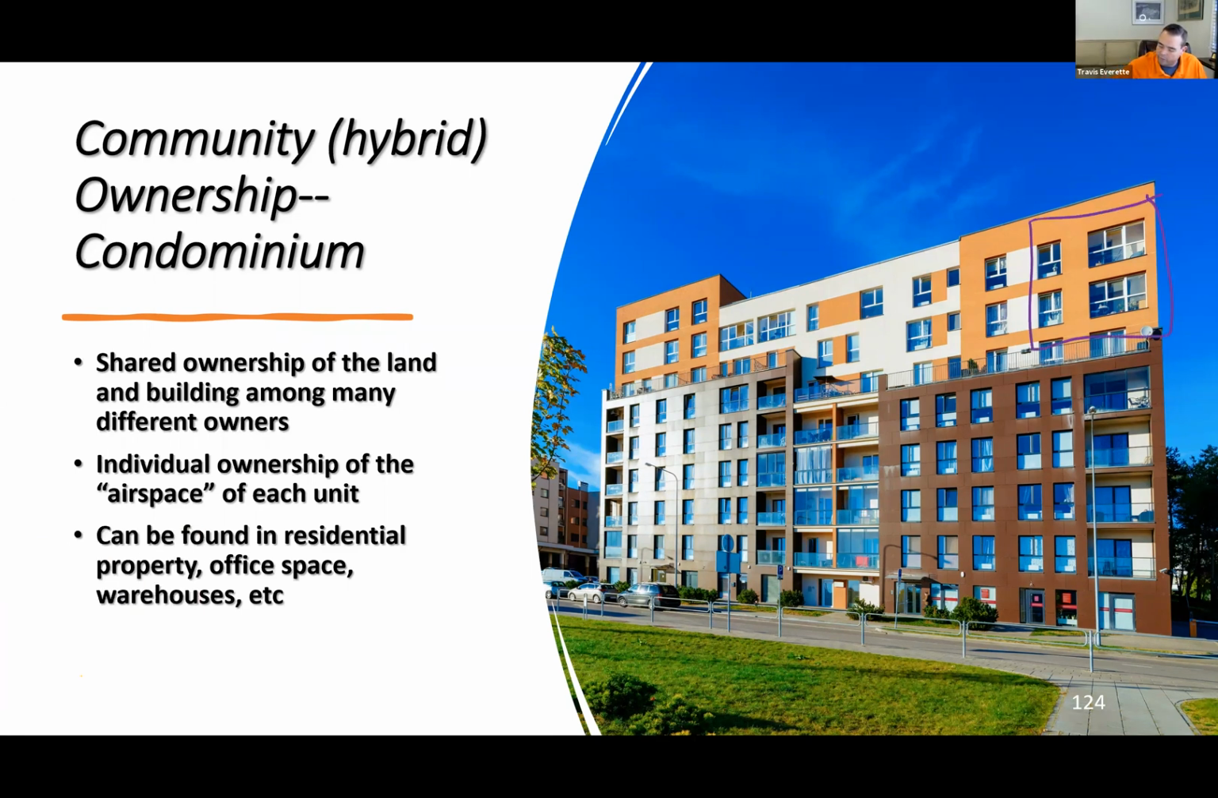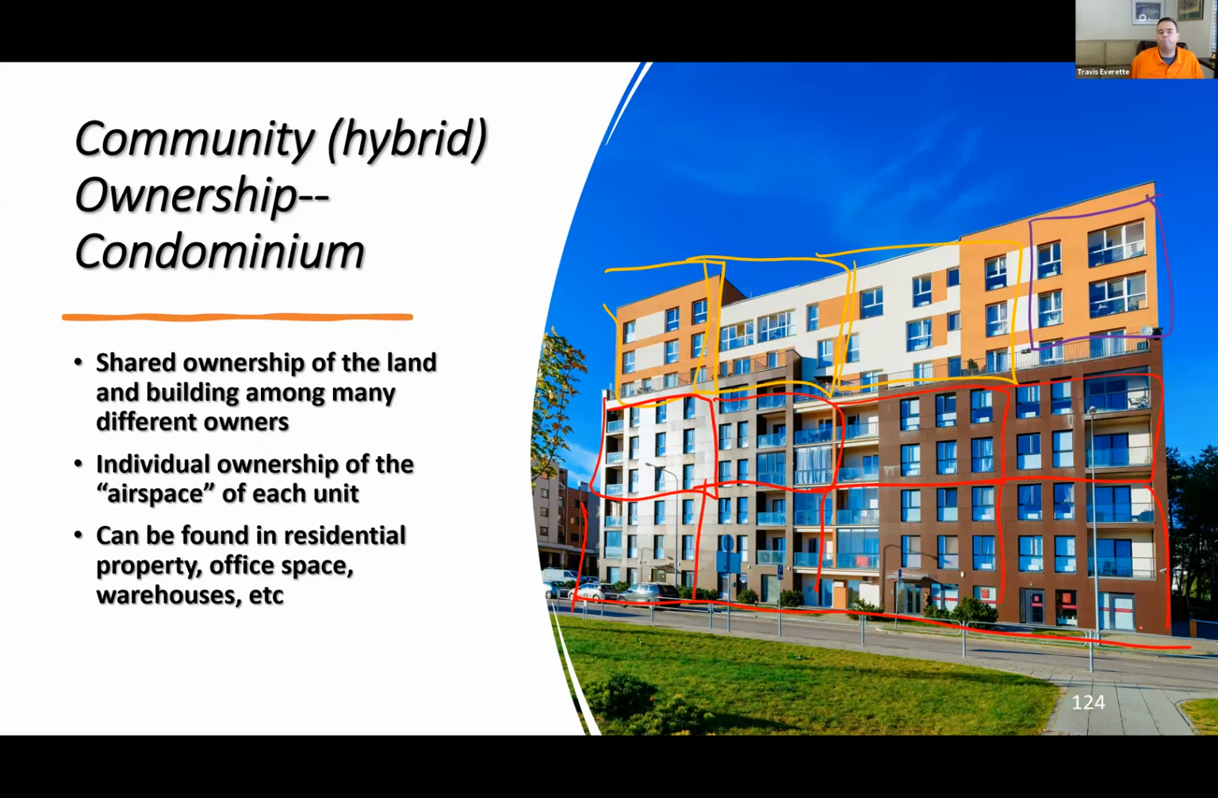and you got unit, divided out here in this building like this. Every one of these units is its own airspace, but who owns the land? Everyone. Everybody together.